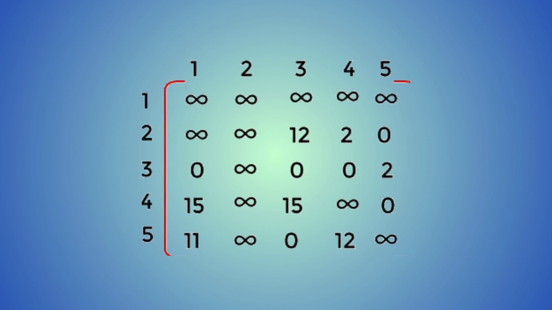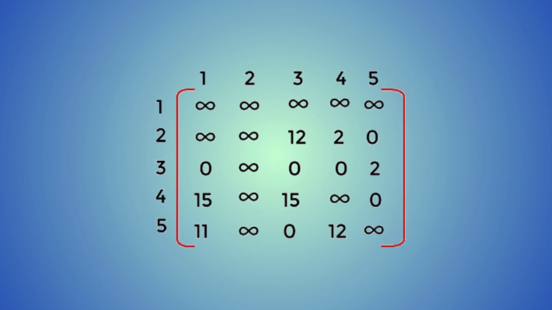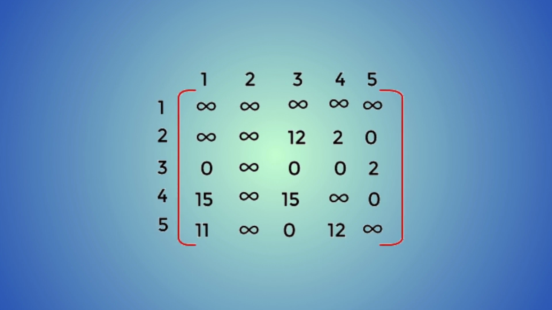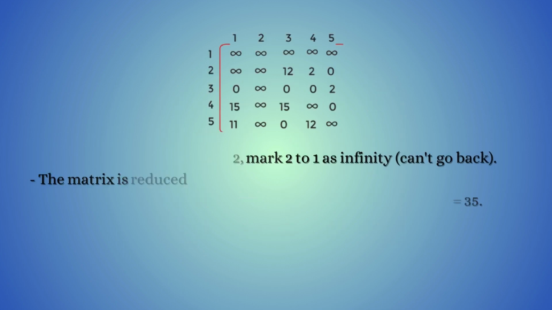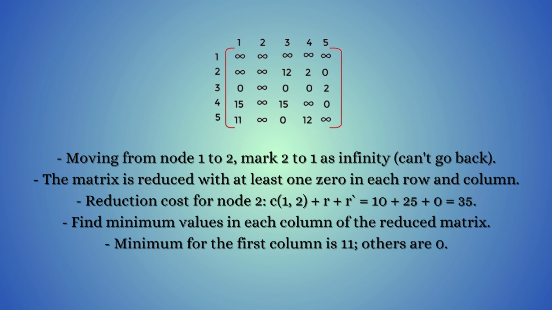Moving from node 1 to 2, set the first row and second column as infinity in the matrix. Since we can't go back from 2 to 1, make 2 to 1 also infinity in the matrix. Reduction occurs. Cost of reduction for node 2 is 10, 25, 0, 35. The reduced matrix has at least one 0 in each row and column.